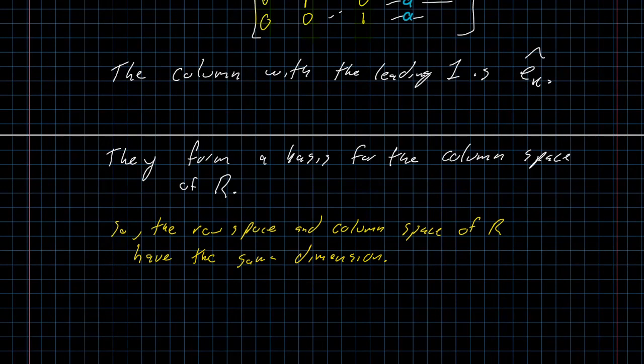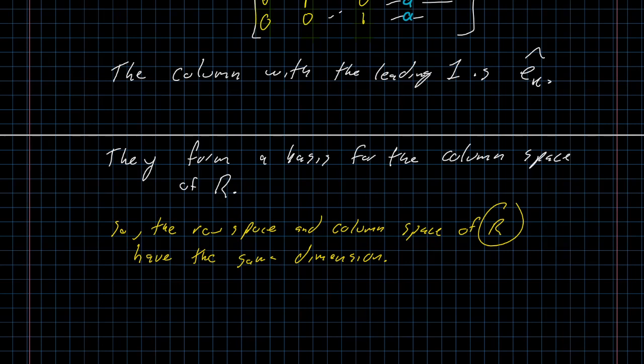All right, so the row space and the column space of R must have the same dimension because every row that is a non-zero row has a leading entry. Every leading entry corresponds to one of the basis vectors of the column space. The number of basis vectors in the row space and the number of basis vectors in the column space must be the same. The row space and the column space have the same dimension for matrix R.